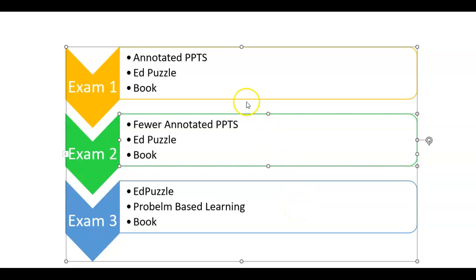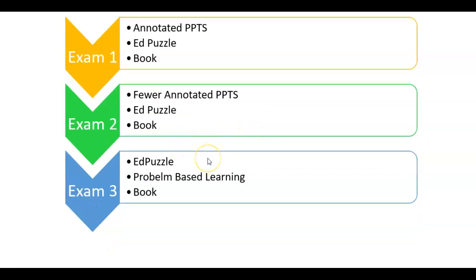So the idea is exam 1, you're going to see annotated PowerPoints. You're going to have Edpuzzles, which are mini little lecture videos. I'm going to show you what those are. And then of course the book. And then exam 2 has fewer PowerPoints, fewer Edpuzzles, and the book. And then the third one is annotated PowerPoints gone, Edpuzzle gone, and a problem-based learning assignment where you basically take notes for yourself on the 2 chapters in the book.